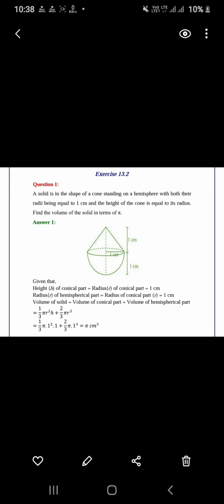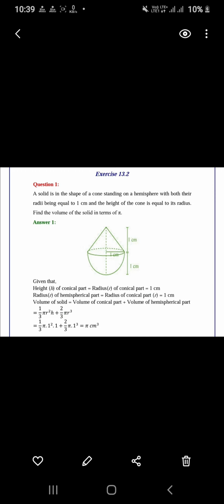Here is the first question: a solid in the shape of a cone standing on a hemisphere with both their radii. They have written radii, which means radius. Here a solid shape is given: a cone standing on a hemisphere. As you can see, this is the hemisphere, and on the hemisphere a cone-type shape is there.